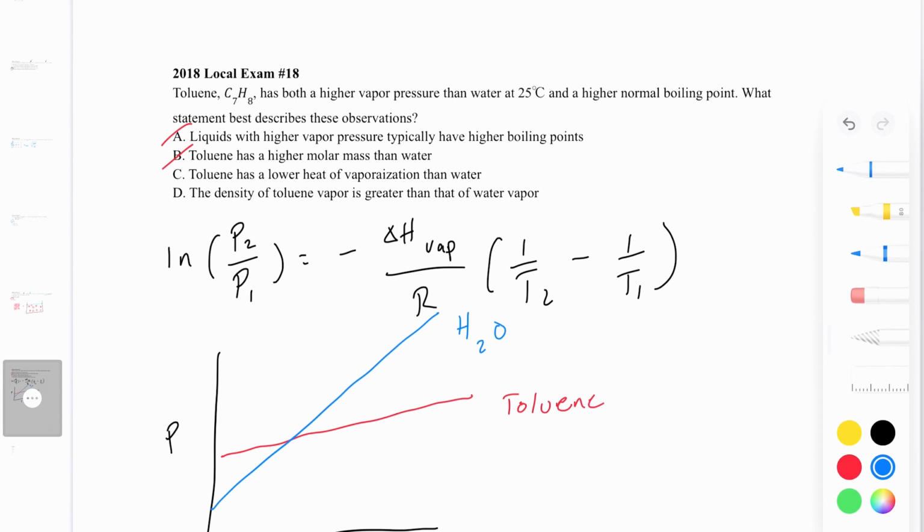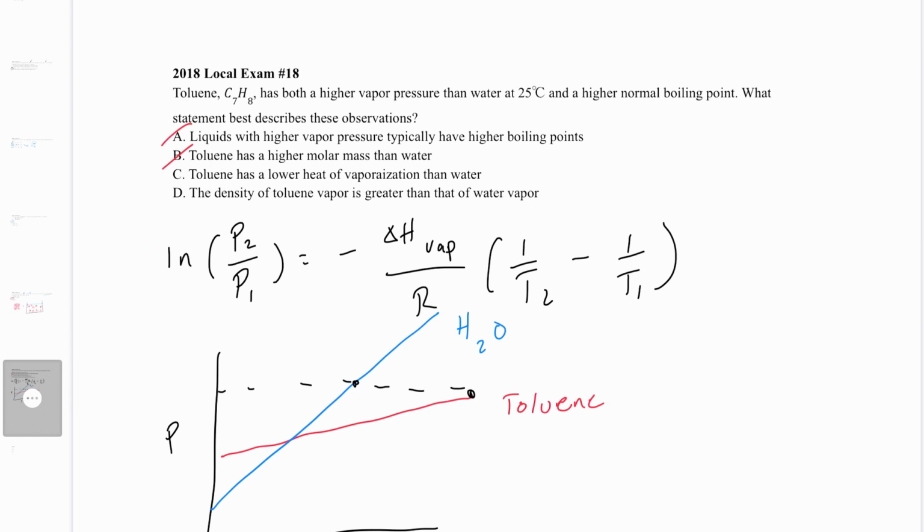At a given pressure, after our intersection point, if you look at the point at which you intersect with the water line and the point at which you intersect with the toluene line, the water line is going to be at a lower temperature than the toluene line. So this means that at atmospheric pressure, your toluene line is going to be at a greater temperature. This means your boiling point is higher.